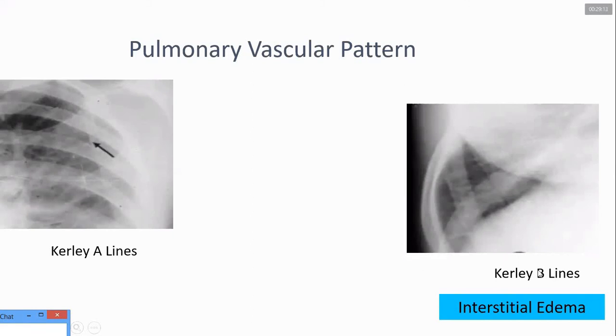While Kerley B lines are pleura-based lines, look at the Kerley B lines. These pleura-based lines are only a few centimeters, 1, 2, or 3 centimeters, and are more typical of interstitial edema or pulmonary venous hypertension. Kerley B lines are more specific for pulmonary venous congestion. Always keep in mind, this is a very important feature. While Kerley A lines are not so specific, they are more prominent than Kerley B lines. Always search for the Kerley B lines. This is a peculiar finding of interstitial edema and venous congestion.